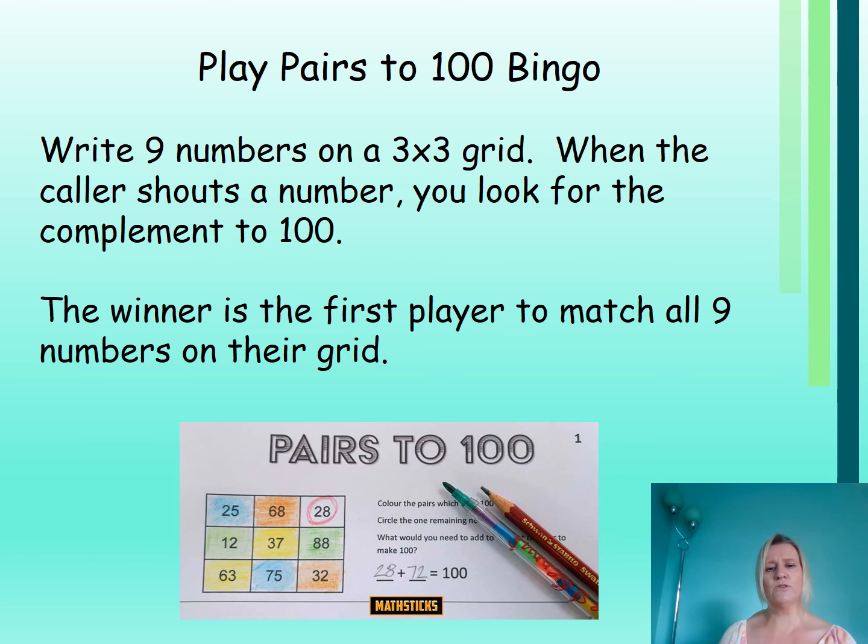So if I was to call out the number 72, you wouldn't look to see if you had 72 on your grid. You would look to see if you had 28 on your grid, because that's what helps 72 to reach 100. 72 and 28 are complements of each other to make 100. Do you understand? I'm sure you'll have lots of fun trying. Remember, the winner would be the first person to match all of the numbers on their grid, and it can take a little bit of time.